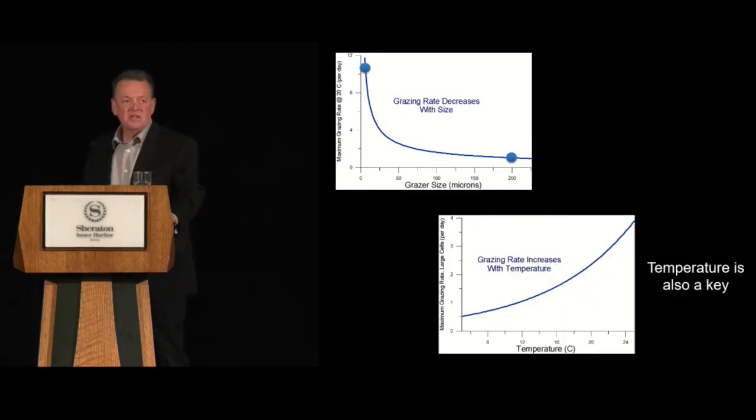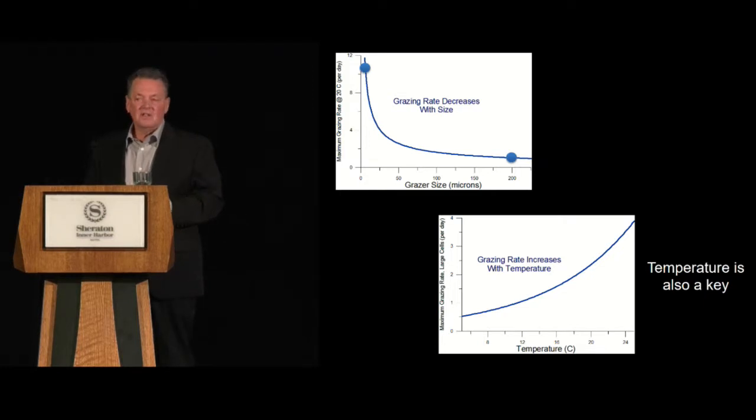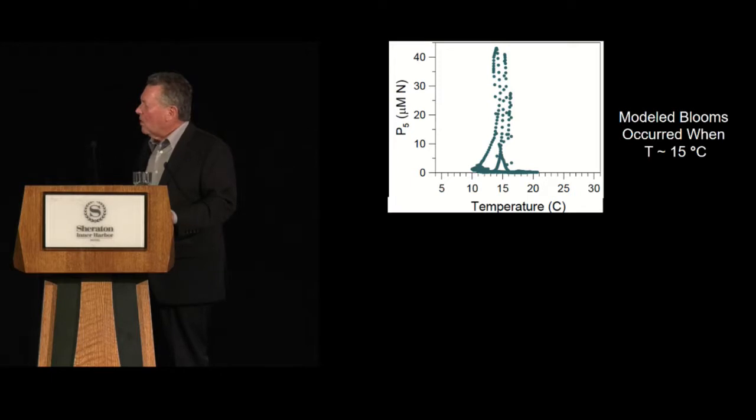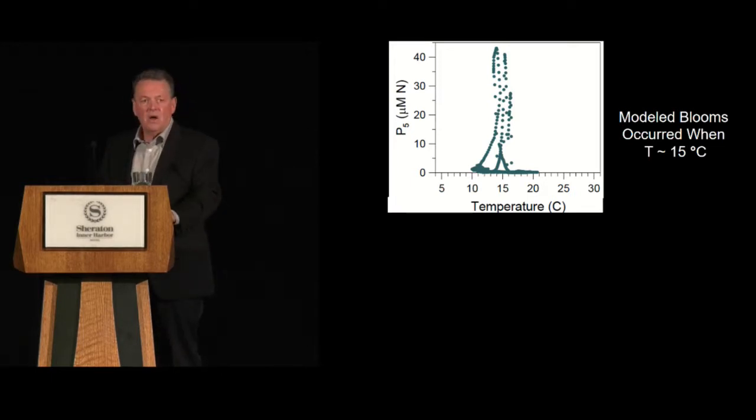Now, of course, temperature is also really important. Cell size doesn't explain everything. One of the things that came out of the model is that if you plot biomass of the large cell component, and I'm going to focus a bit now on the large cells, as a function of temperature, you get this really strange distribution. It shows that the large cells didn't have biomass at low temperatures or at high temperatures, but they peaked at temperatures around 15 degrees centigrade.